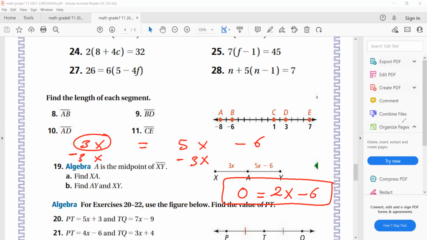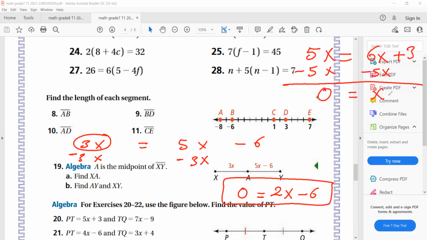So Miss, if a question like this comes in the test, we will have to solve it like this. Yes. If I have 5x equals 6x plus 3, how can I solve it? Minus 5x, minus 5x. Here 0. Here x plus 3. Minus 3, minus 3. Then x equals minus 3. Okay, no problem. The same steps. You understand now?